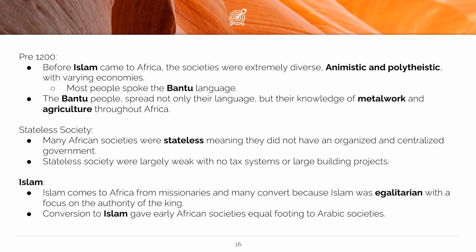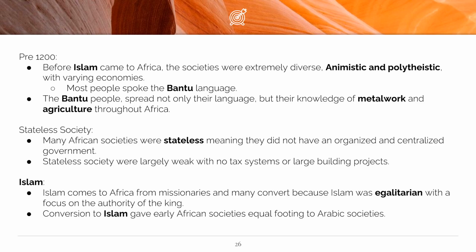Before Islam was introduced to Africa, the societies were extremely diverse. Most people were either animistic or polytheistic. Most people spoke Bantu. The Bantu people spread not only their language, though, but their knowledge of metallurgy and agriculture throughout Africa. Many African societies were stateless, which meant that they did not have a centralized government of any type. Their society was also largely weak because they didn't have any type of tax system or large building program.